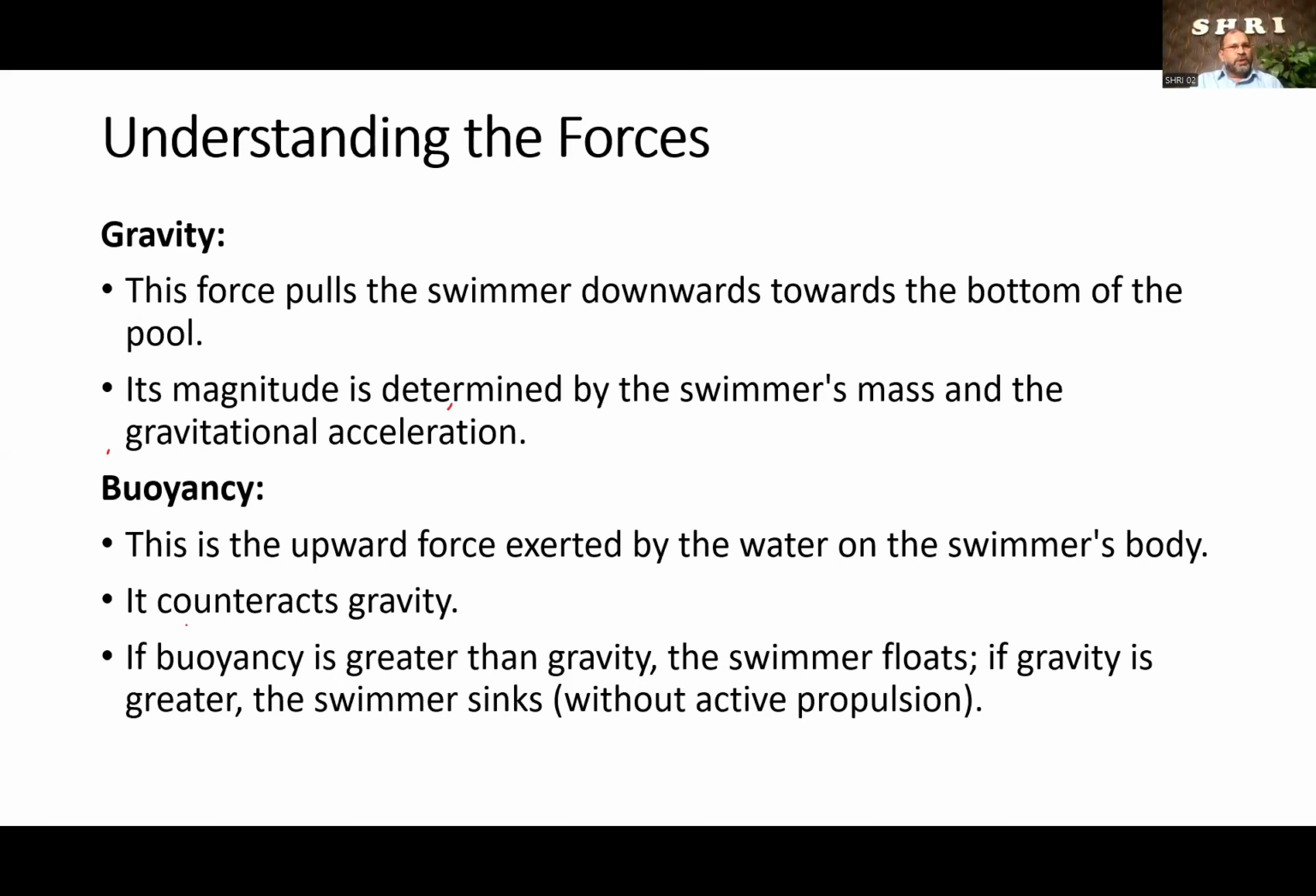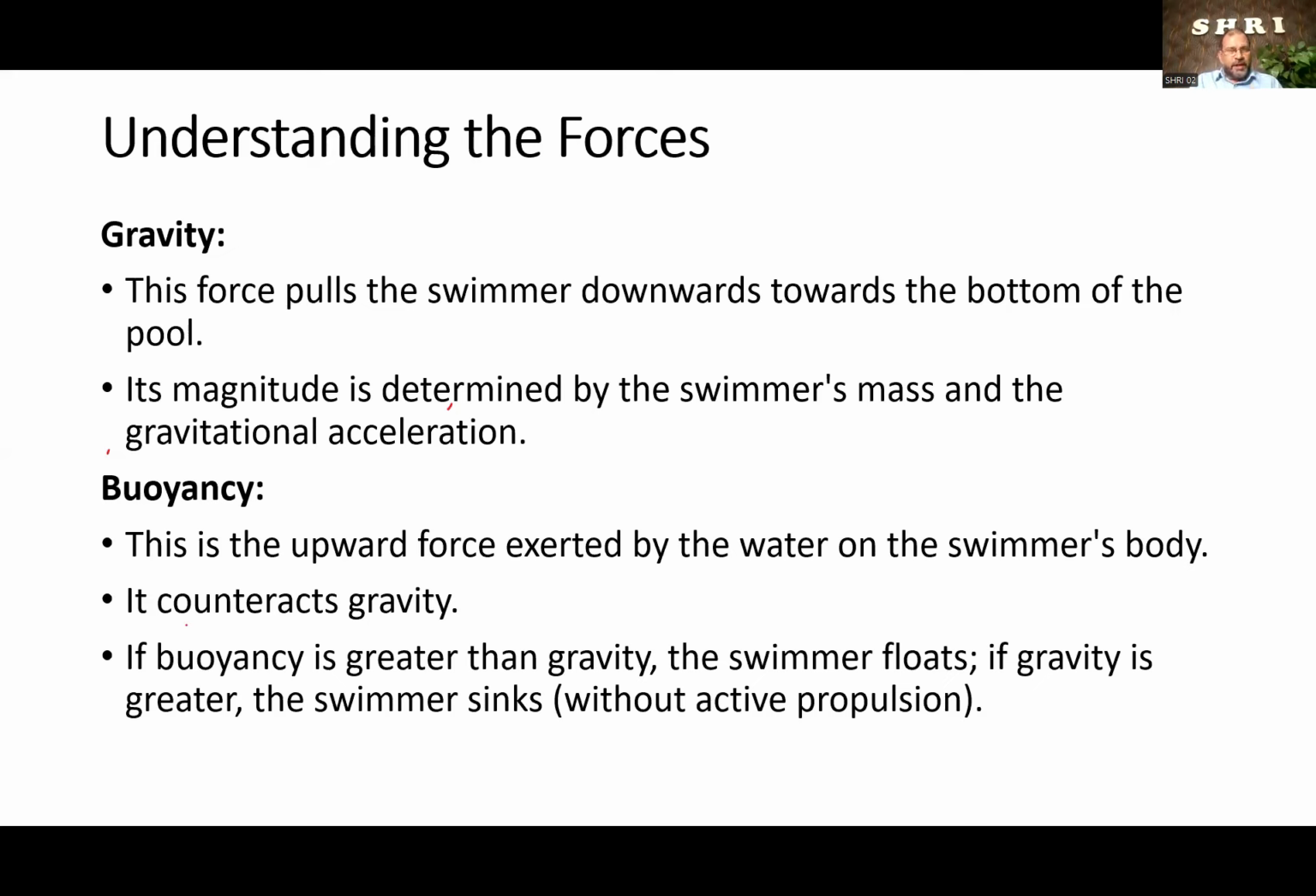The gravity, you all know, always tries to pull the swimmer downwards towards the bottom of the pool. So its magnitude is determined by the swimmer's mass and the gravitational acceleration. So these two things are very important in gravity force. The other one is buoyancy, that is opposite of gravity. So buoyancy is the upward force exerted by the water on the swimmer's body. So this is the opposite of gravity, or it counteracts the gravity force.